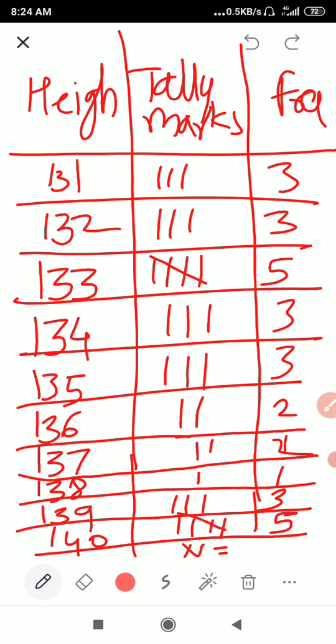When you are adding, you will get n is equal to 30. So you have to put the cross marks if you are applying tally marks in there. So like this it is for the first one. Now the second one, that also I will show you.